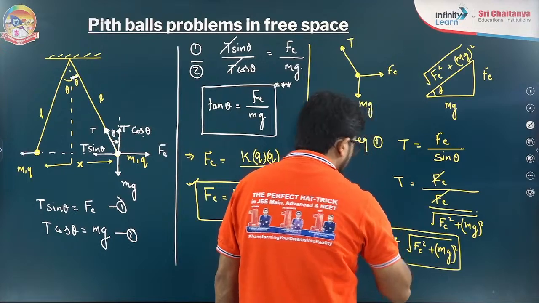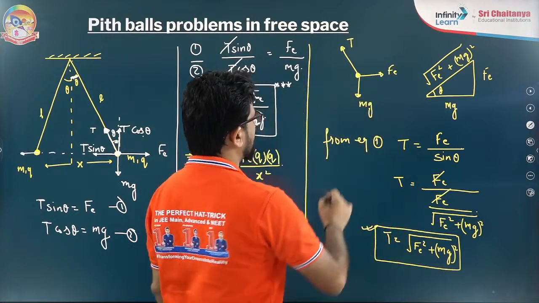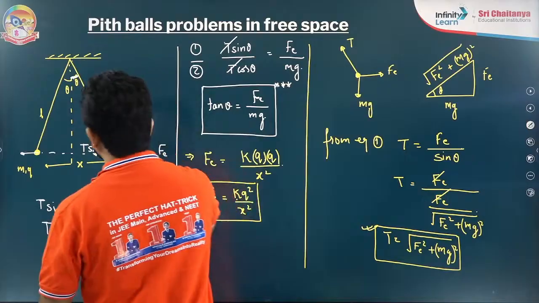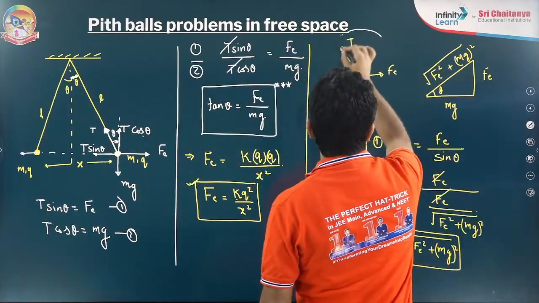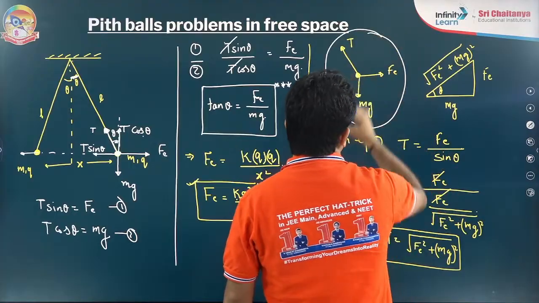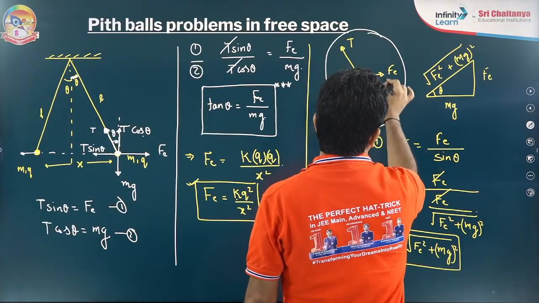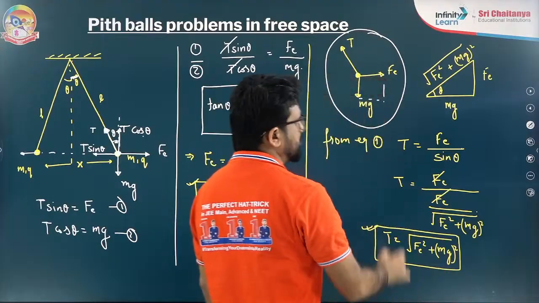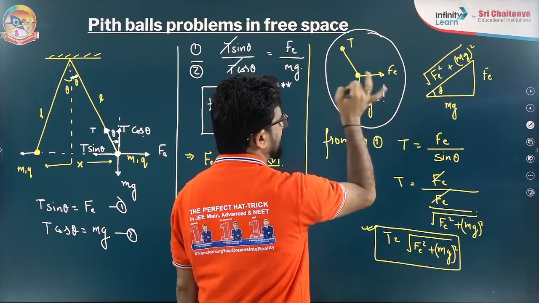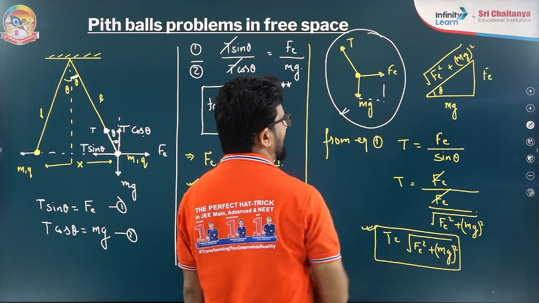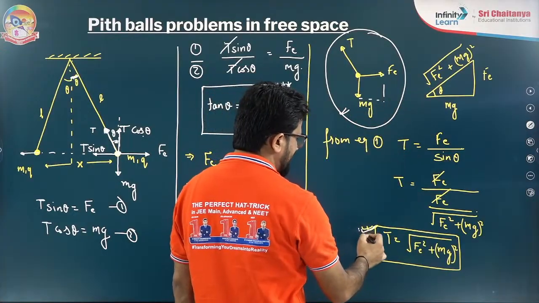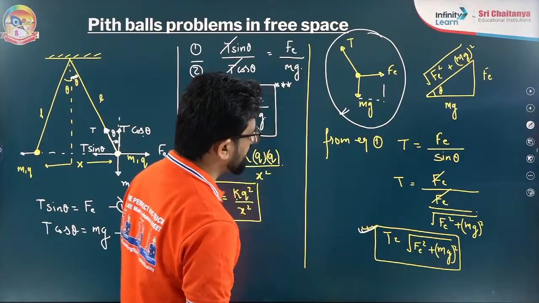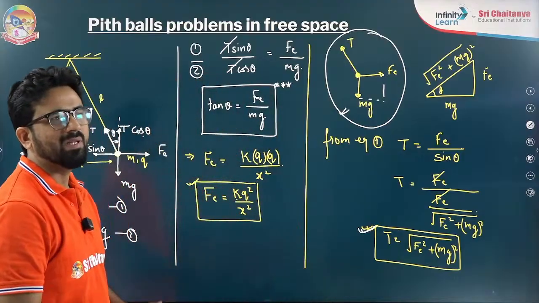This is the tension. If you look at this diagram, you can directly say that this tension is nothing else, it is the resultant of these two forces. That means under root of Fe square plus mg square. From here also you can tell the answer directly, and from this calculation also you can tell the answer. The tension would be under root of Fe square plus mg whole square. That would be the answer.